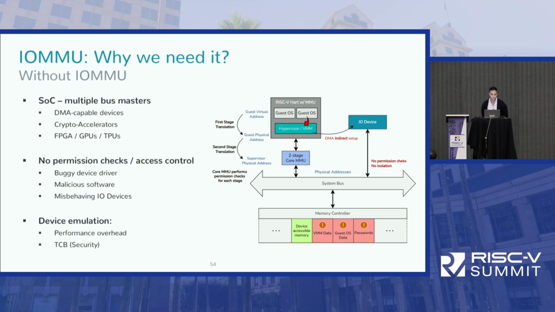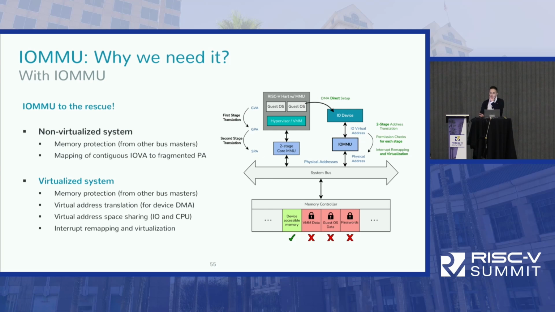And if you don't enforce permissions and access control at the bus level, basically you can have one guest operating system configuring one device to perform memory accesses wherever you want. If you have a buggy driver, a malicious software, or a misbehaving I/O device, this is quite bad in terms of security. That's why we need an IOMMU.